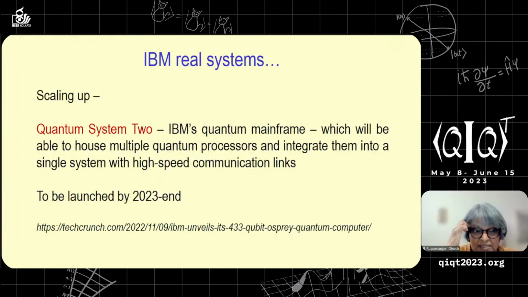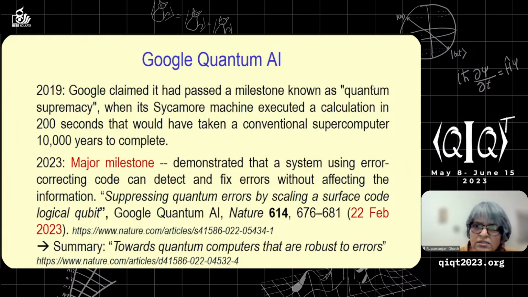So IBM real systems, they're scaling up IBM's quantum mainframe. Probably you know it's called Quantum System 2, and this is to be launched at the end of this year. The plan is that this will house multiple quantum processors and integrate them into a single system with high-speed communication links and so on and so forth. So they are working on it. Google quantum processors, the group is called Quantum AI.